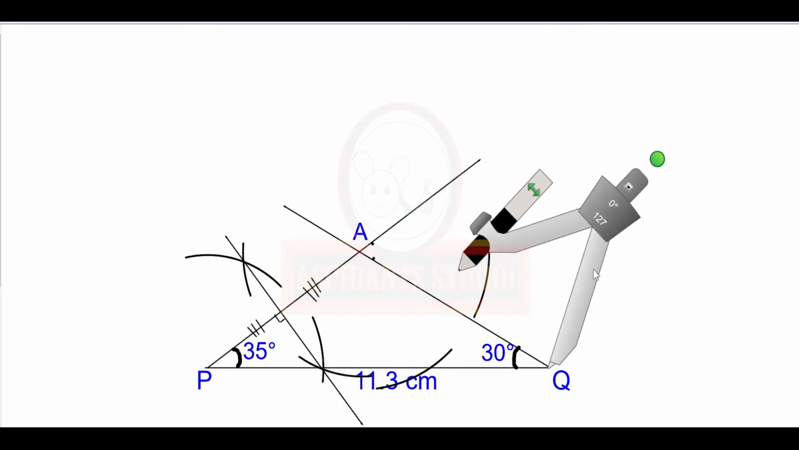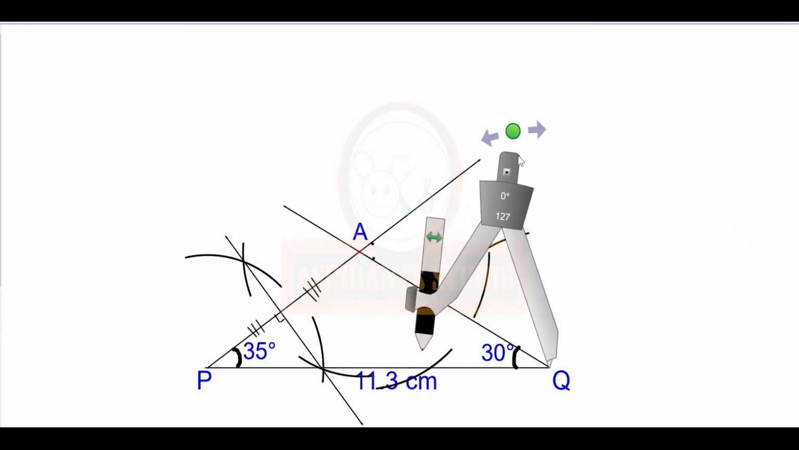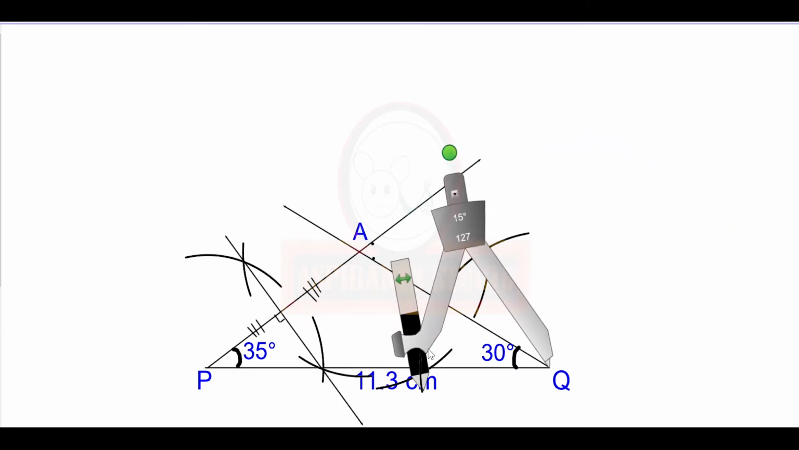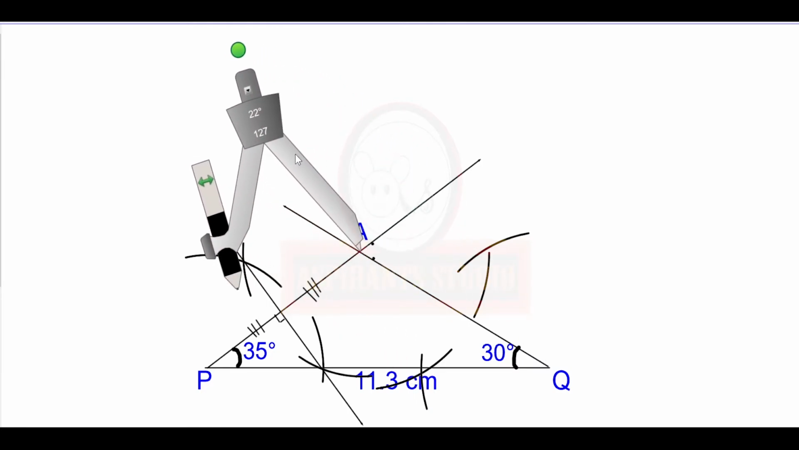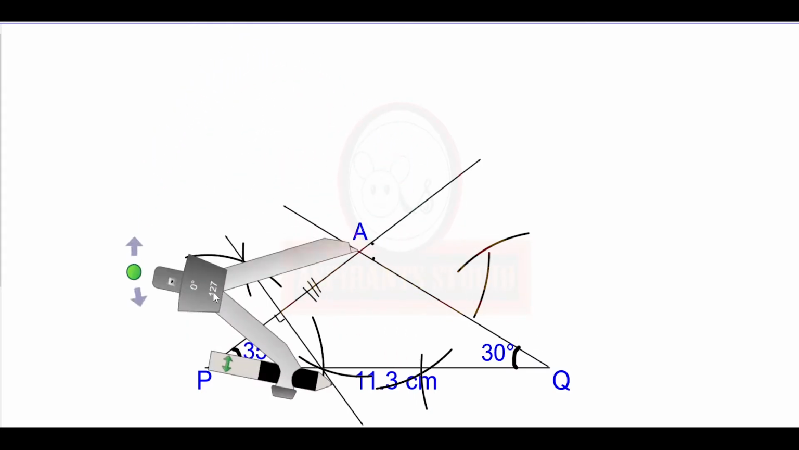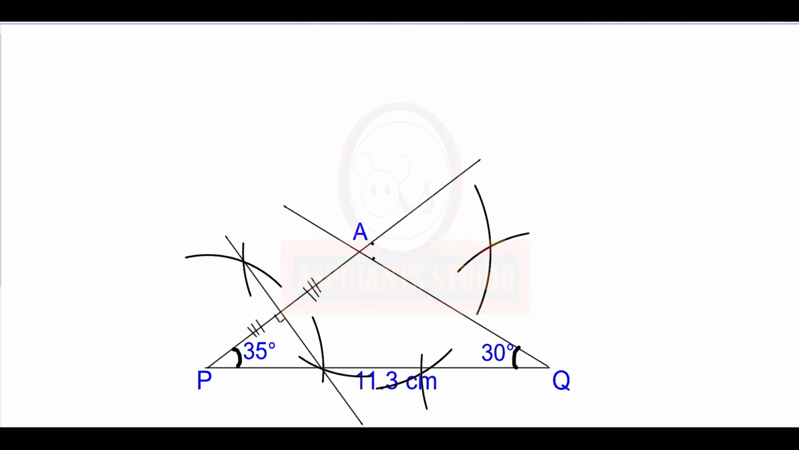Now keep the sharpened end at Q and cut those arcs. You have to see that the arcs are cutting. If they are not cutting, go to the original position and extend the arc. Name the points as B and C where it is meeting PQ.